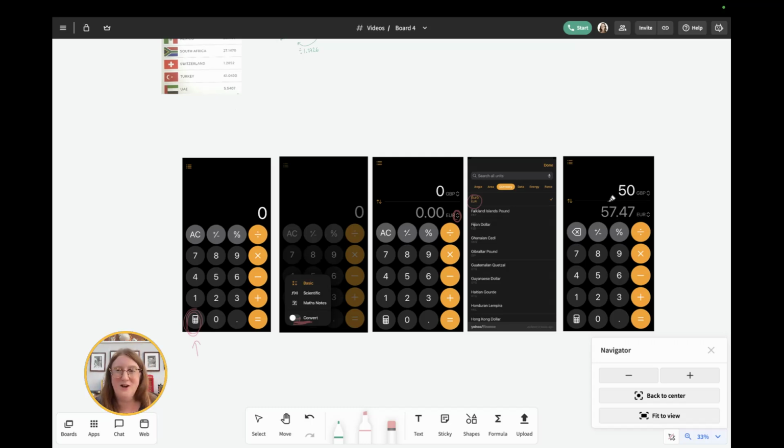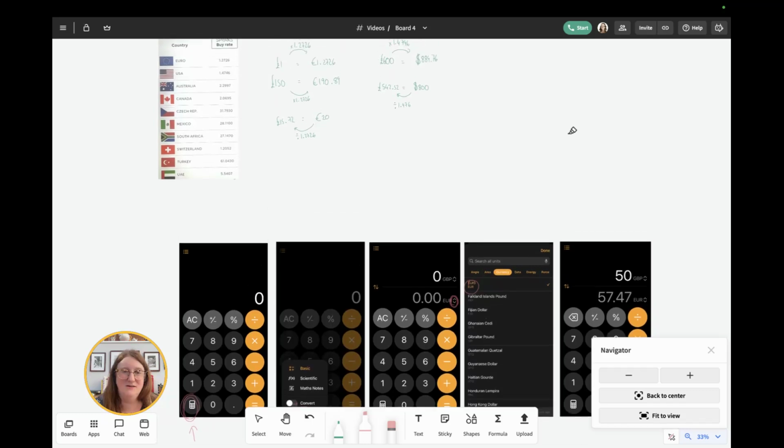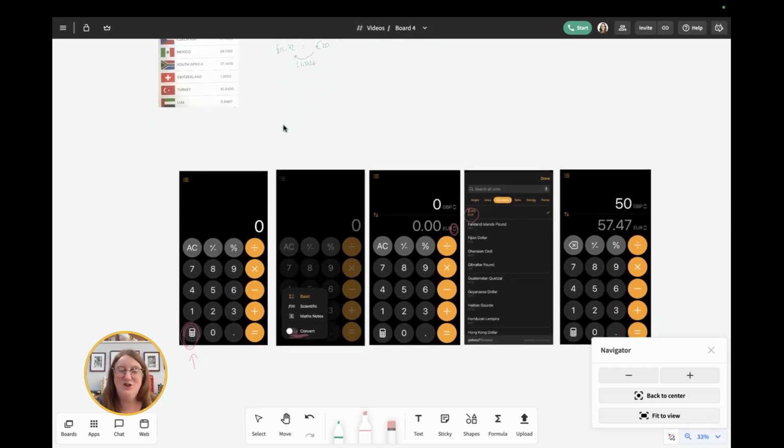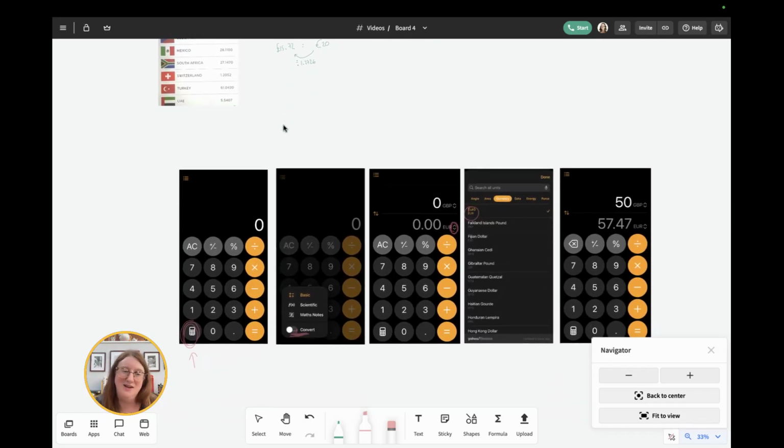So why not have a go over the holidays with your teenager? Have a go and see if you can do the currencies this way, and then check it on your phone or using an app afterwards. I hope that's a really helpful little video for you.